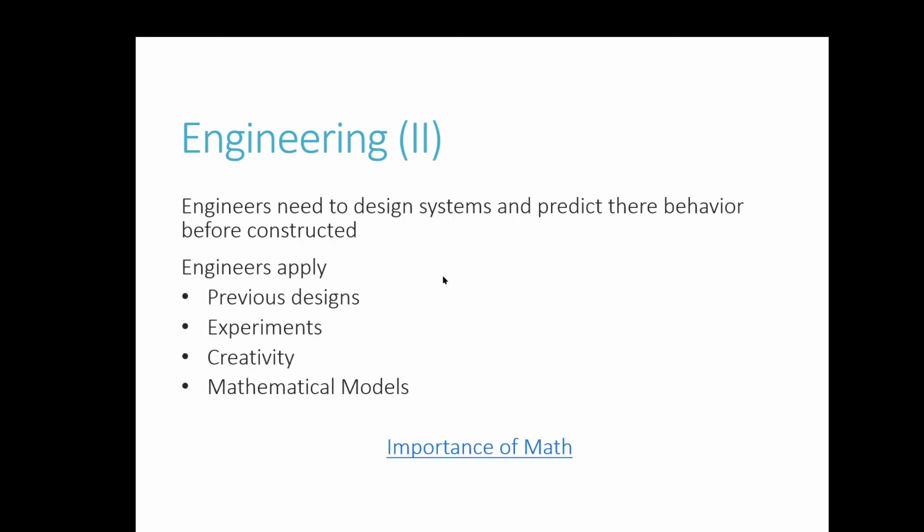So, what do engineers use? Of course, previous designs. They learn from things that happened in the past, designs from the past, any kind of experiments, some creativity, some new designs potentially, and then mathematical models. And this is kind of where we're going to be in this class: we're going to go through and analyze different physical systems from the perspective of static behavior.